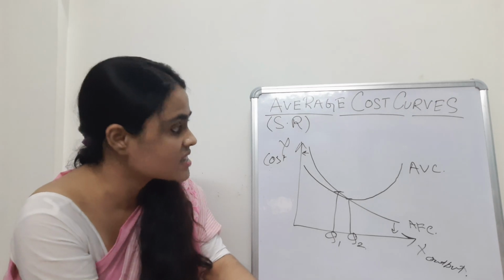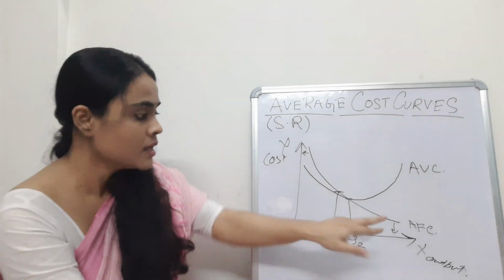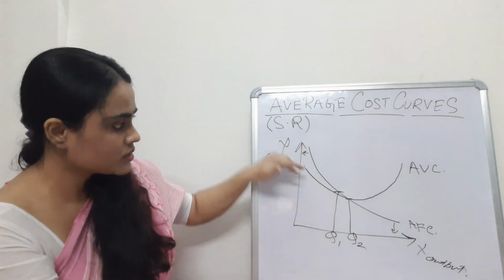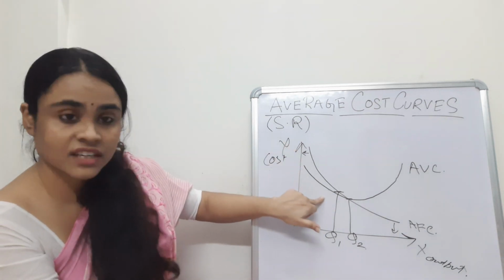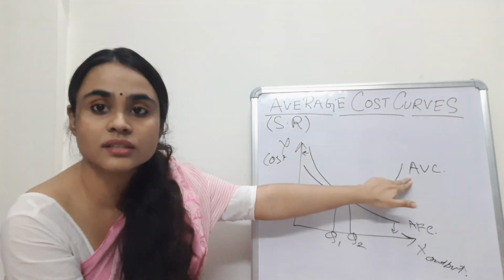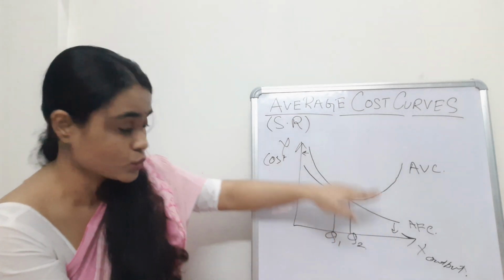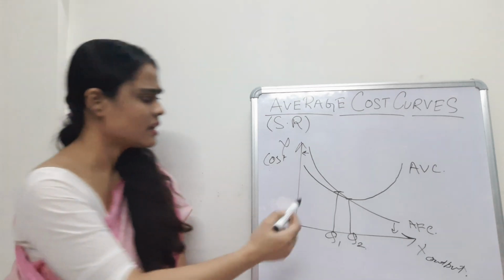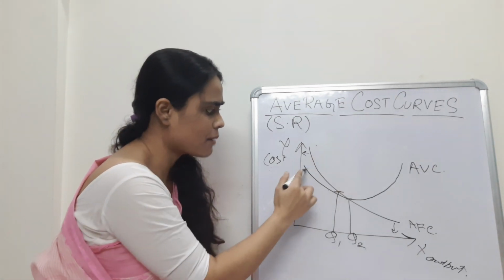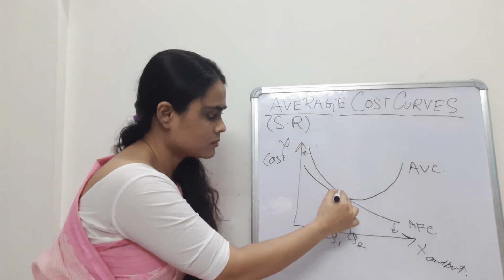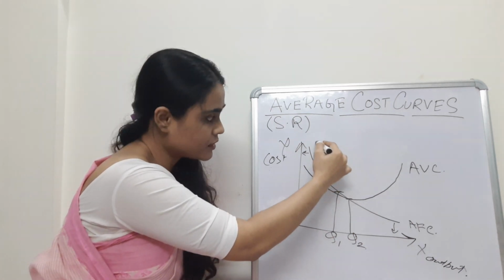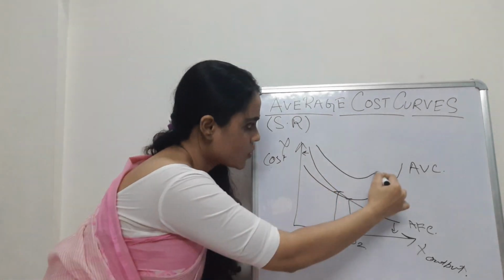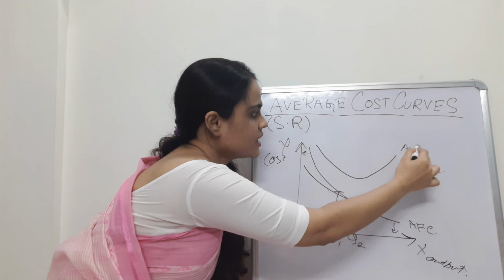What is average cost? This is the summation of the average fixed cost and the average variable cost. Up to Q2, they are negatively sloped. After this, it is positively sloped. In the average cost curve, it will be sloped upward, because of the vertical distance. So this is the slope of the average cost.